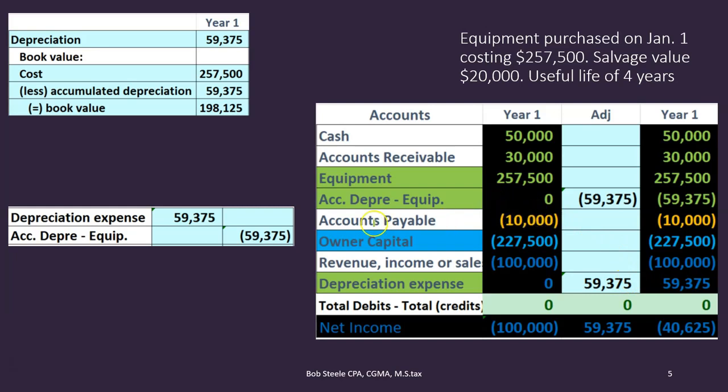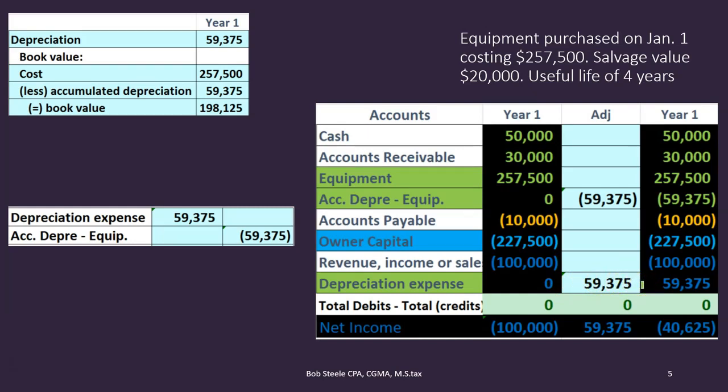If we look at what happens when we post this journal entry here, then we can see that the accumulated depreciation is going to go from 0 up in the credit direction to 59,375, and we can see that the debit of 257,500 minus the accumulated depreciation 59,375 will equal the book value of the 198,125 that we calculated in our table being the book value. We can see that the depreciation expense went from 0 up to 59,375.